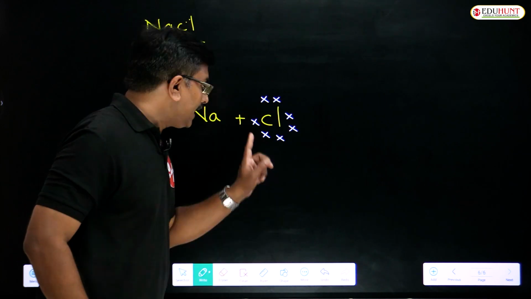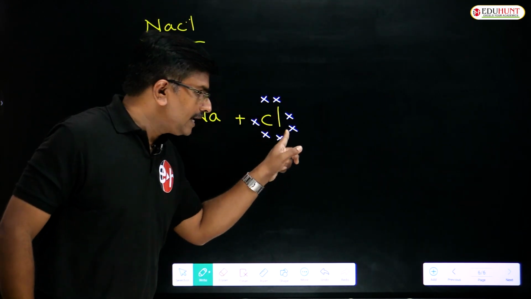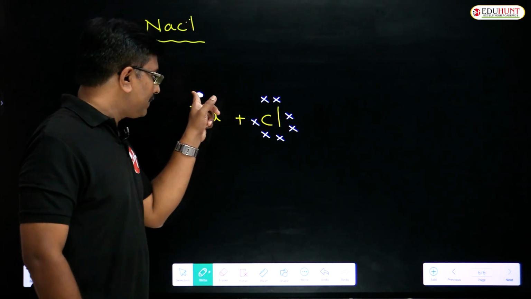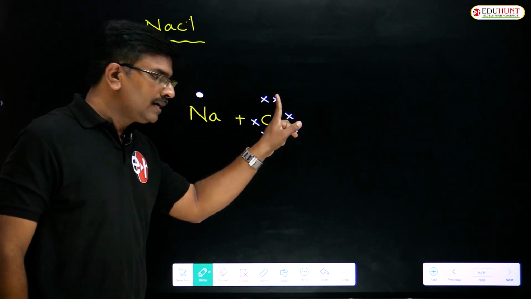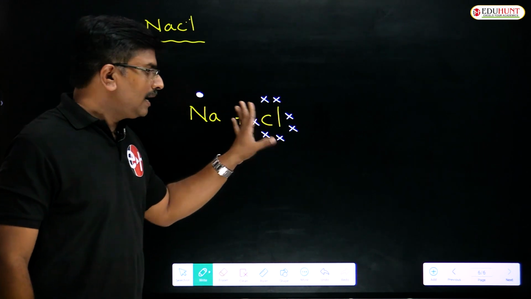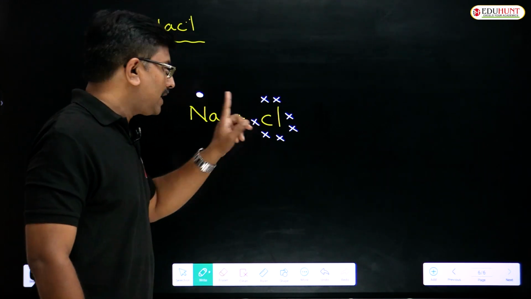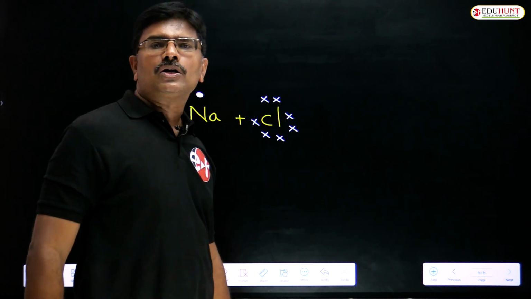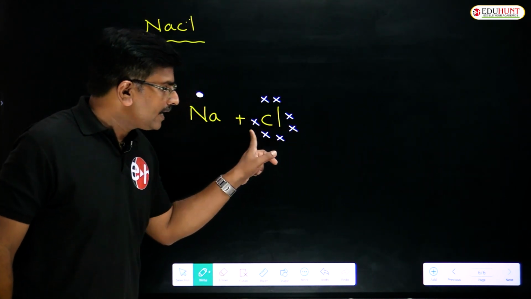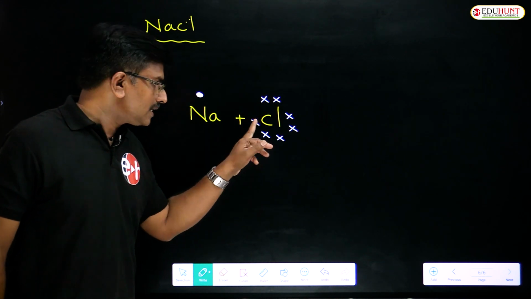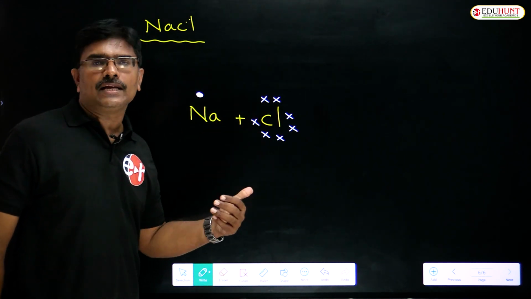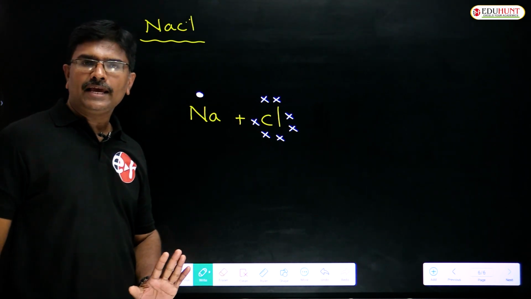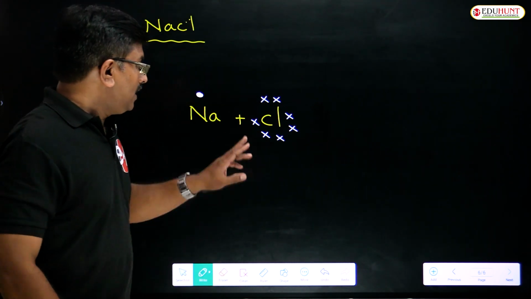Those 7 electrons I am representing in the form of crosses. Dear students, electrons can also be represented with this cross notation. It can be represented with dots or with crosses. For better understanding, I have shown the chlorine's valence electrons as small crosses. How many crosses are there now? 7. That means 7 electrons are around the chlorine in its valency shell. In sodium there is 1 electron. Clear? Now come to the point.